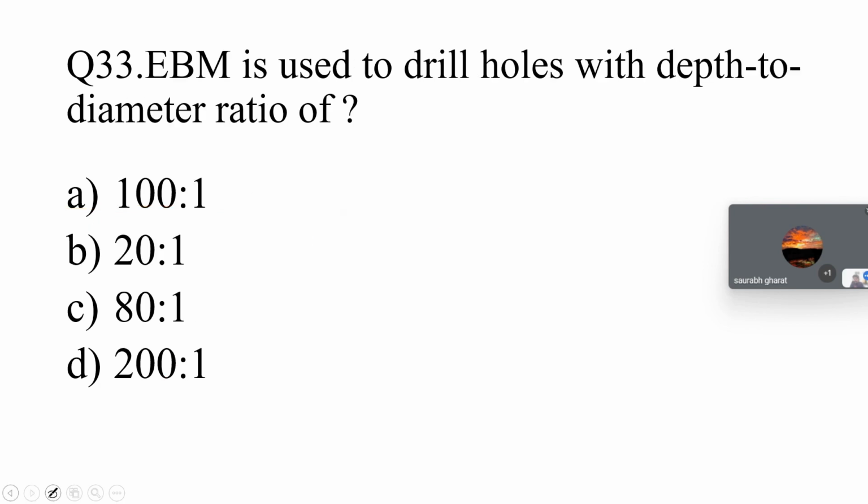Okay, we are going for EDM now. EDM is mostly used to drill holes where the depth to diameter ratio is very high. So up to what level can you go? That is the question here. We have to go through the slides properly.